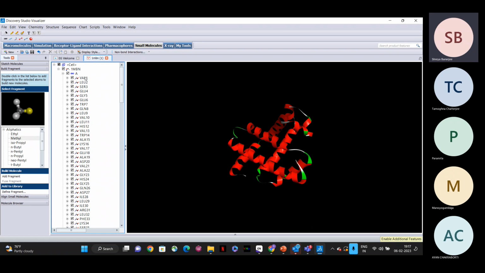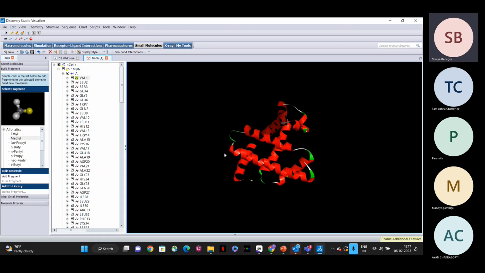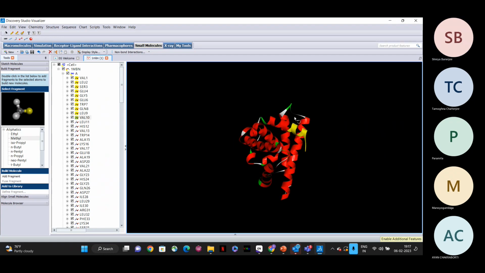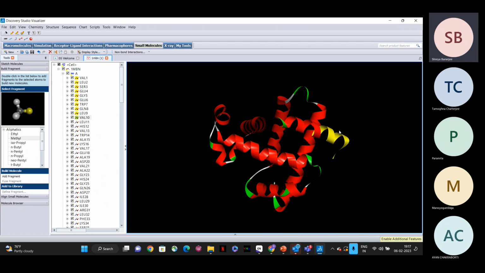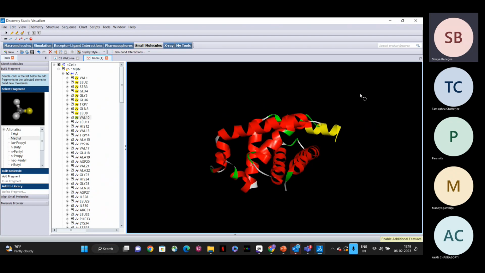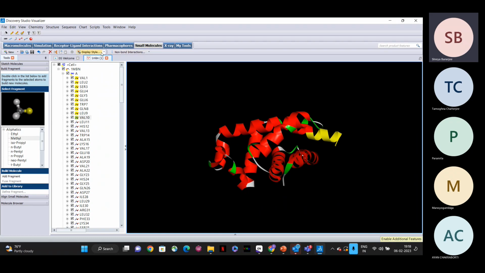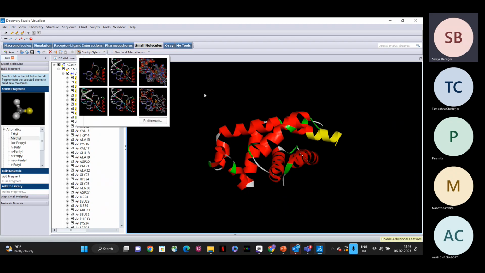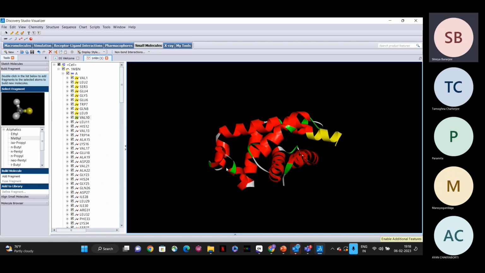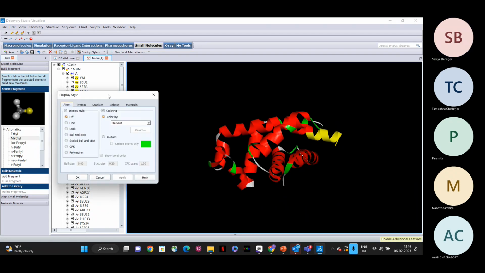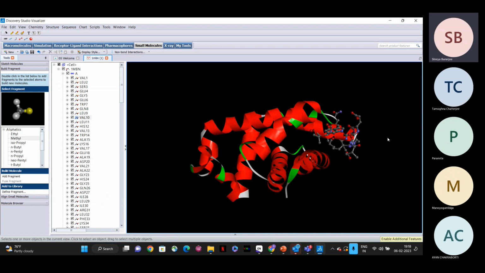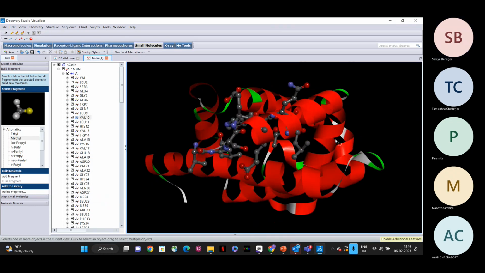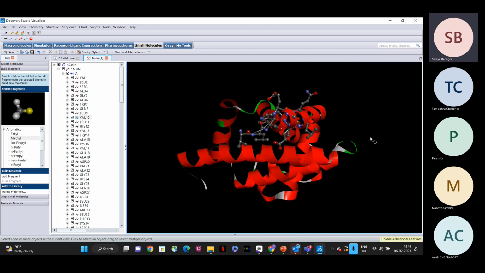So you can highlight particular amino acids, like I have highlighted this region. And this is called a ribbon representation. If you want to see the atoms which are there, you have to go to this display style, right click, then display style, and you can see this stick model or ball and stick model. So it will show the atoms. Is this visible?